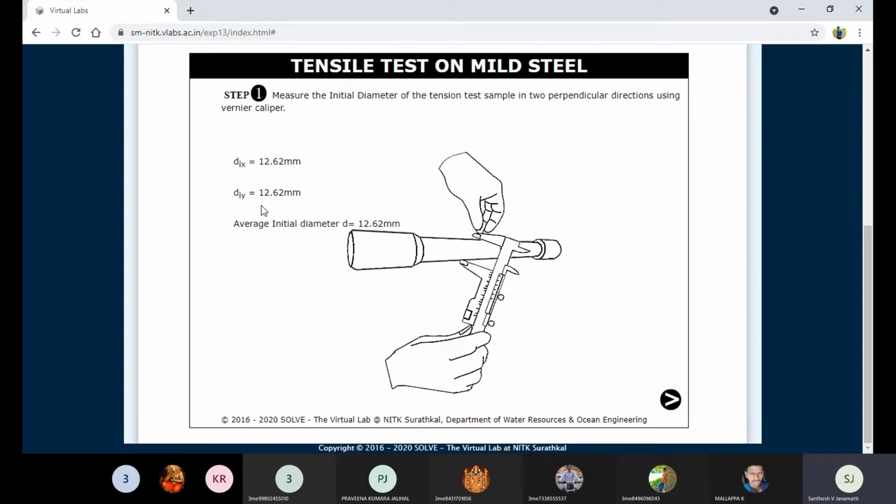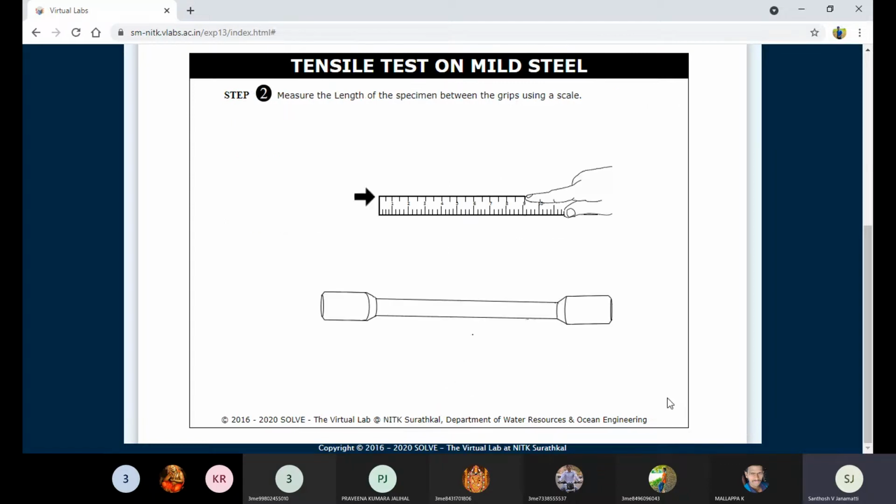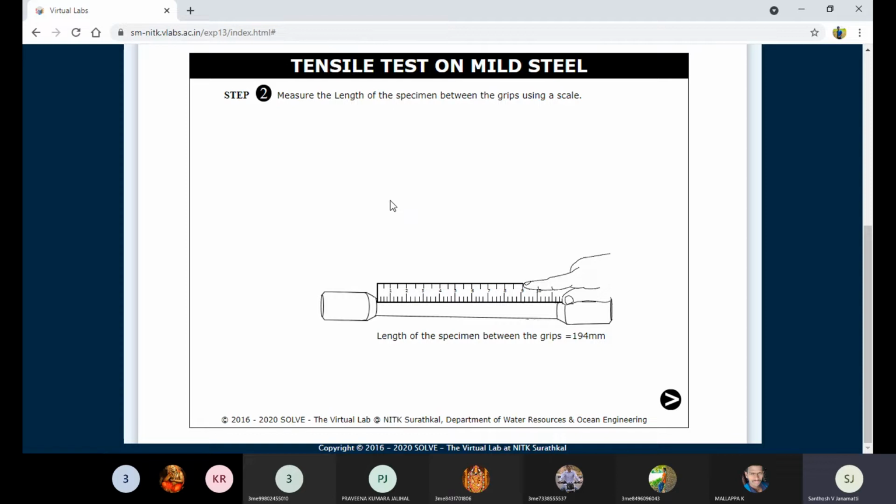Here is the second one, so one more trial is taken. It also gives the same value because it is the same diameter of the throat from this side to this side. So the average diameter of the sample is d equal to 12.62 mm, right? Now I press the button with this cursor. Now we need to take the initial gauge length of the sample.